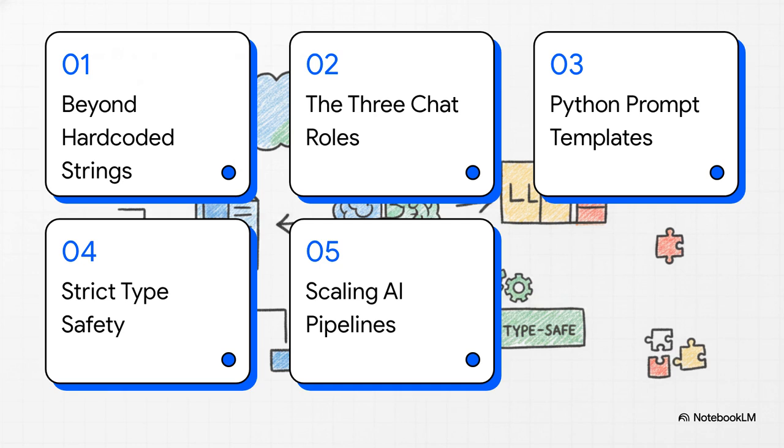So here is our roadmap for sorting this out today. First, moving beyond hard-coded strings. Second, the 3 chat roles. Third, Python prompt template classes. Fourth, ensuring strict type safety. And fifth, scaling production AI pipelines.